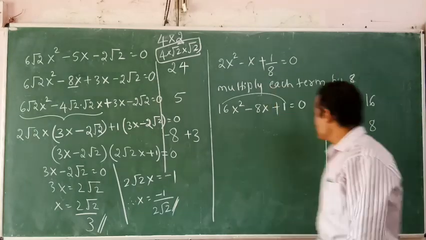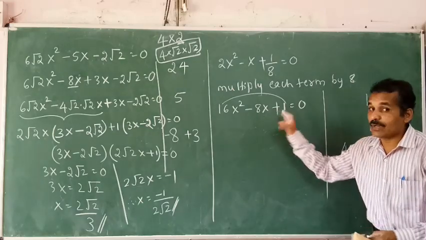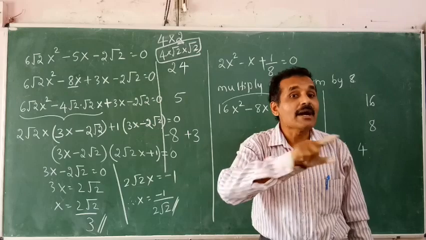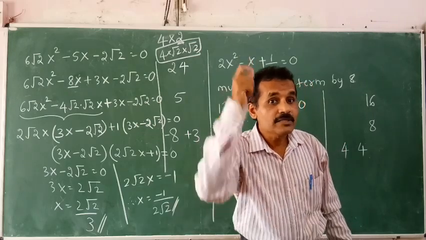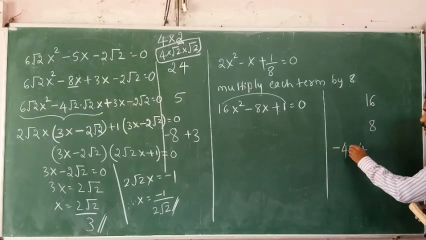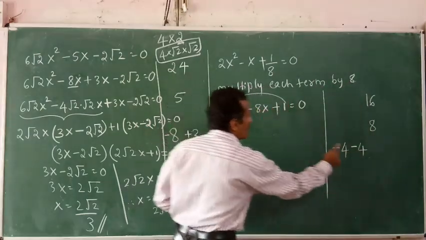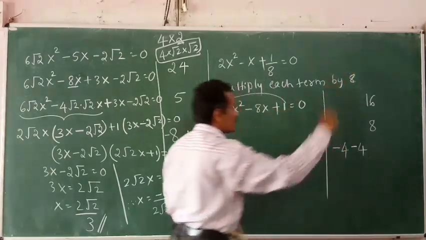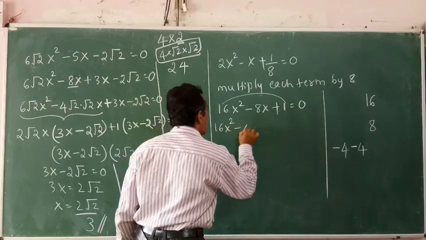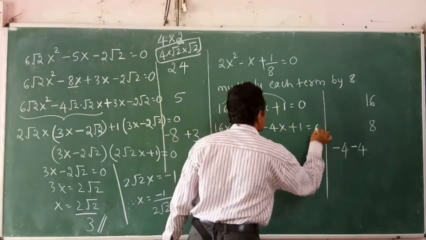Which are the middle terms? Middle terms are 4 and 4. Since the last sign is positive, I have told you the last sign is positive, the middle terms are either plus plus or minus minus. And how to decide it? This sign. When this is minus, both should have minus minus. See, on adding, minus 8. On multiplying, 4 4s are 16. Okay, come on. 16x square minus 4x minus 4x plus 1 is equal to 0.